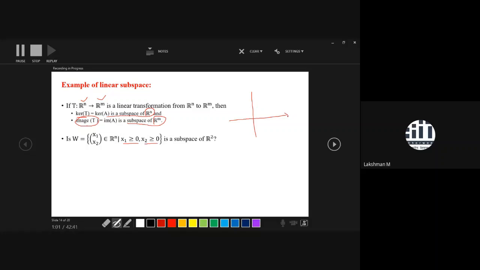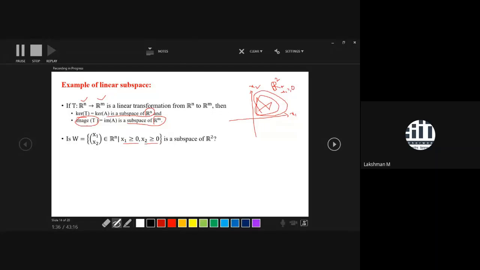In the first quadrant, you observe that x1 is positive and x2 is positive. So W is just talking about this region. Later we will see that we denote this region by R2 plus, the orthant. The general name is orthant. That means x1 is non-negative and x2 is non-negative. Here x1 is greater than or equal to 0 and x2 is greater than or equal to 0.